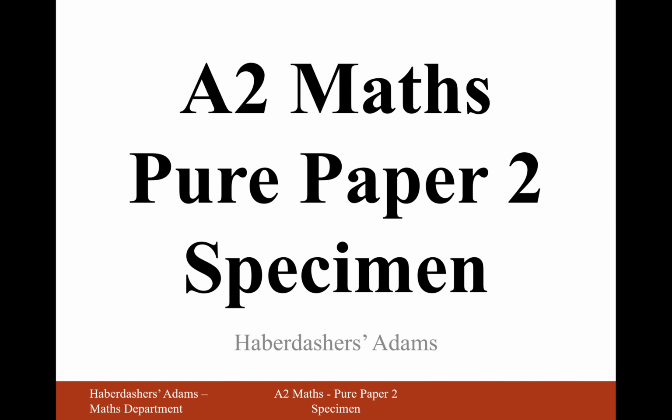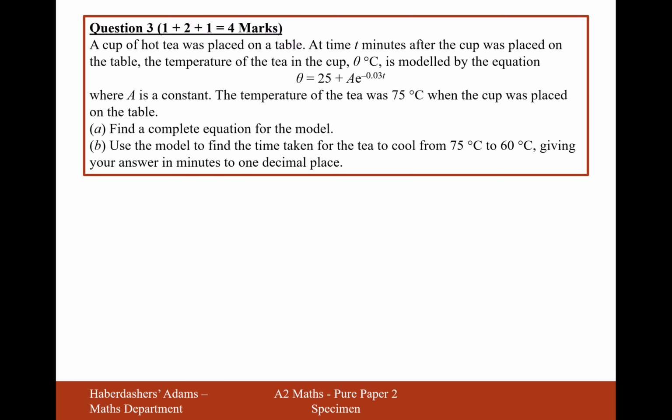We're on Specimen Paper 2 and here we're looking at question 3, a rates of change question. A cup of hot tea was placed on a table. Time t minutes after the cup was placed on the table, the temperature of the tea in the cup, theta degrees Celsius, is modelled by the equation theta equals 25 plus A e to the minus 0.03 t, where A is a constant. The temperature of the cup of tea was 75 degrees Celsius when the cup was placed on the table. Find a complete equation for the model.